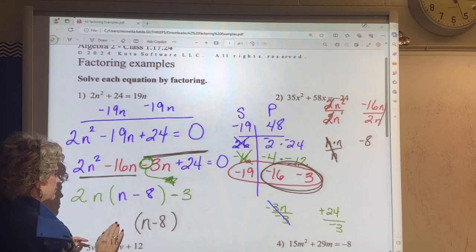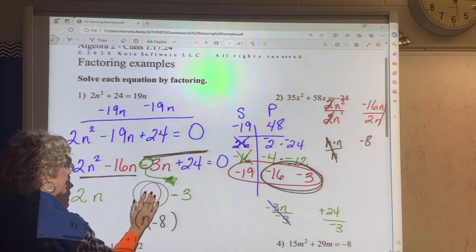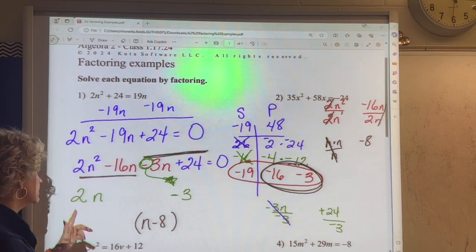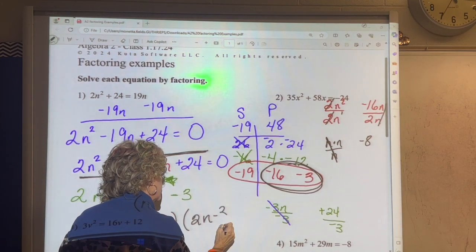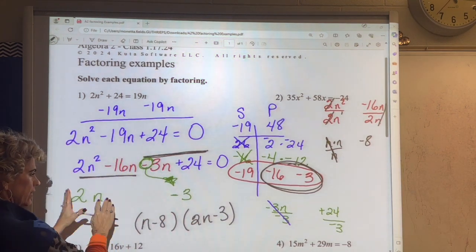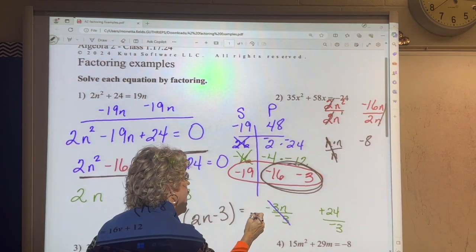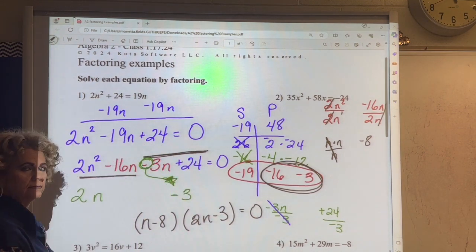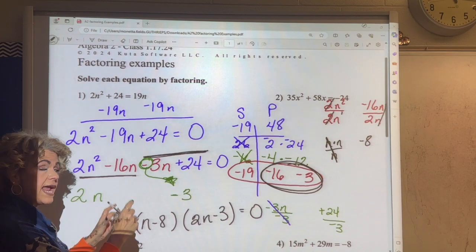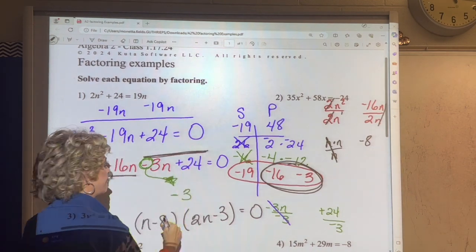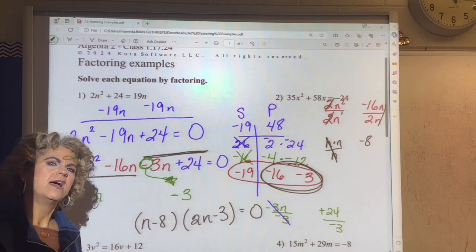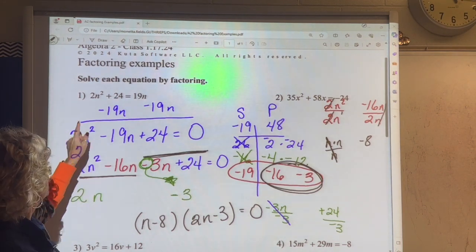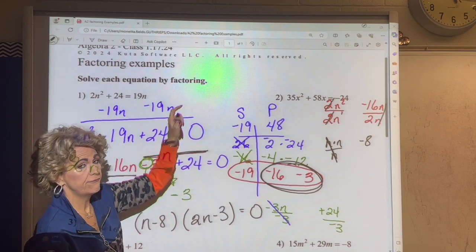I pulled it out, it's right there, n minus 8. And I'm gonna push together what's left: 2n minus 3. Okay, there we have it. And we have equal 0. Now, we have completely factored this quadratic, but we're not done because we are supposed to solve by factoring.